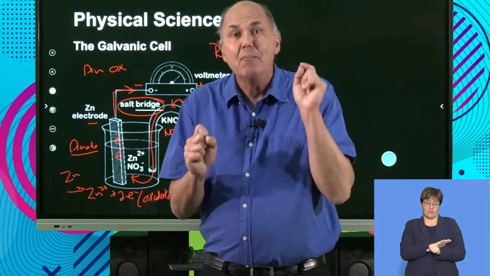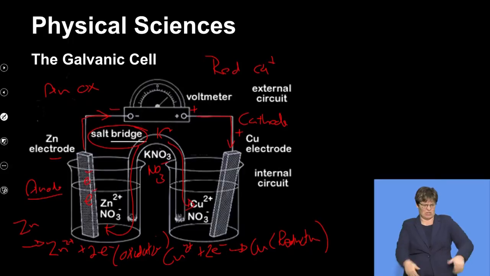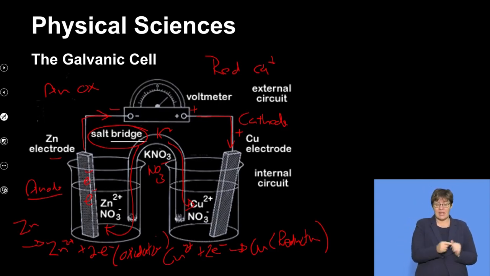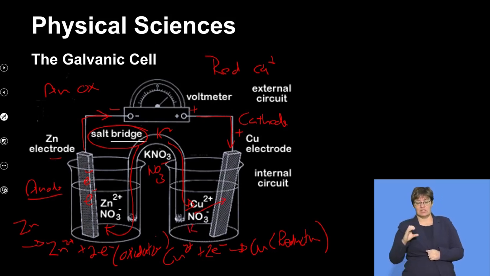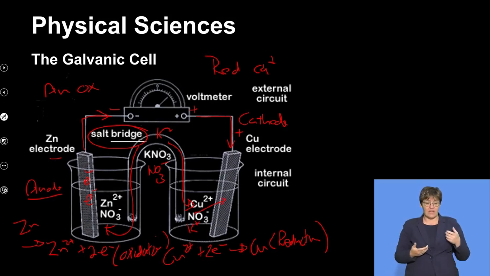But it also maintains electrical neutrality. What do I mean by that? Because we had more zinc ions being deposited into the solution, these negative ions neutralize that. Over here, copper ions are going to form copper metal, so the potassium ions replace the copper ions, and so overall, the two half cells remain neutral.